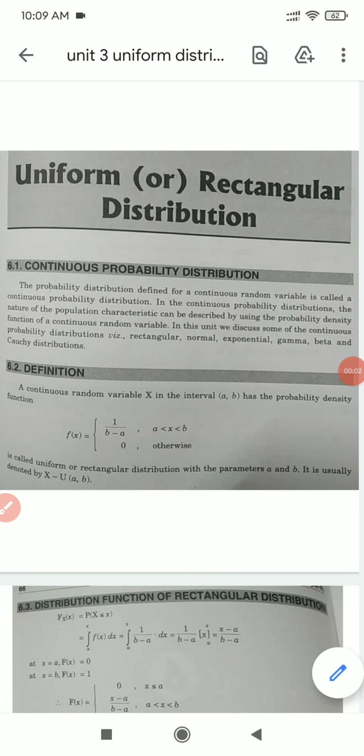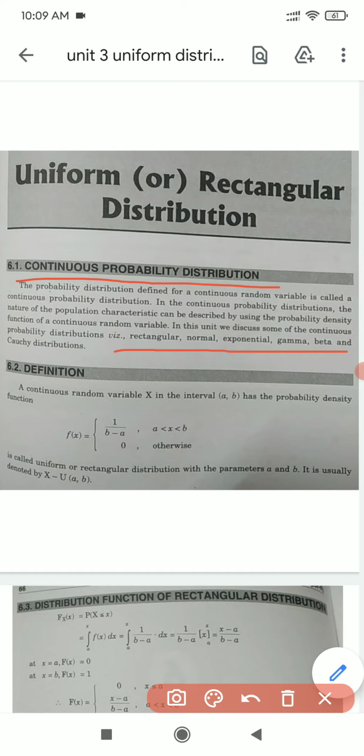Hello students, today I am going to discuss uniform or rectangular distribution. Till now I was discussing discrete probability distributions. From today I am going to discuss continuous probability distributions. In that there are some distributions, students. In my other videos I will discuss normal, exponential, gamma, beta and Cauchy distribution.